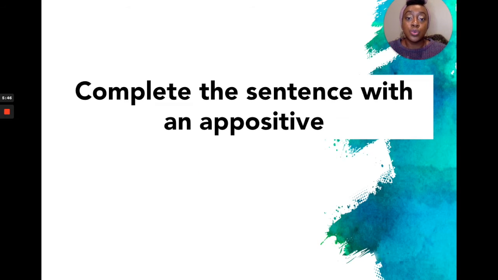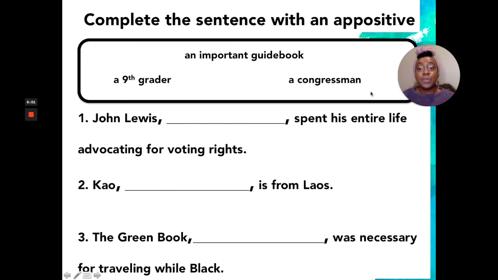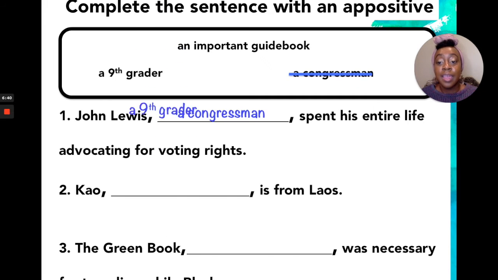Now we are going to complete sentences with an appositive that we have from an appositive bank. Okay, so we want to complete these sentences with an appositive. John Lewis spent his entire life advocating for voting rights, so the best fit for this is a congressman. So I'm going to read it again. John Lewis, a congressman, spent his entire life advocating for voting rights. Number 2, cow is from Laos. What's the best fit? A 9th grader. So cow, a 9th grader, is from Laos.